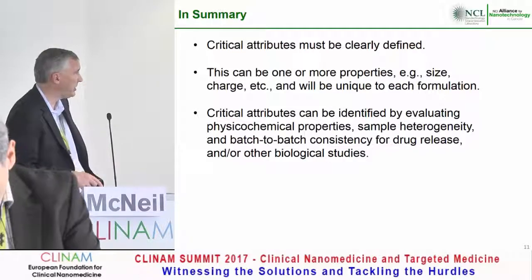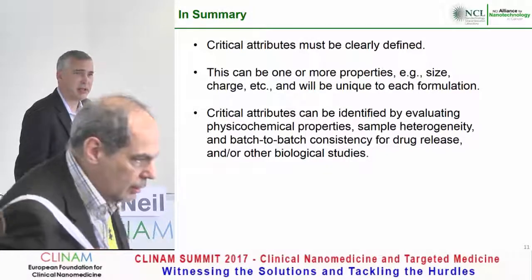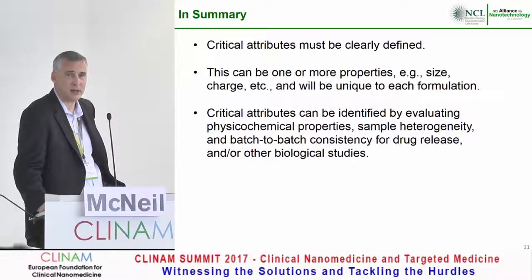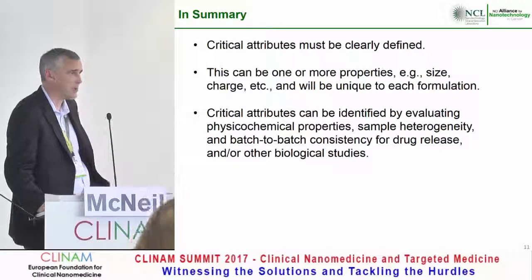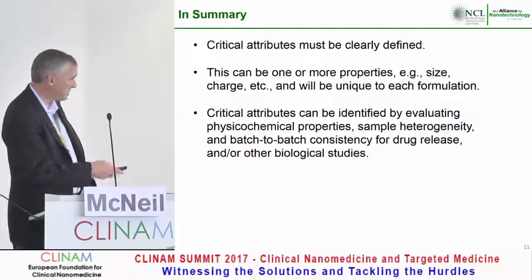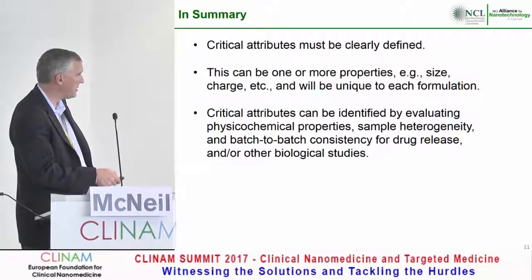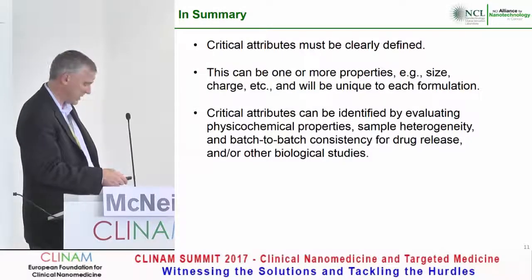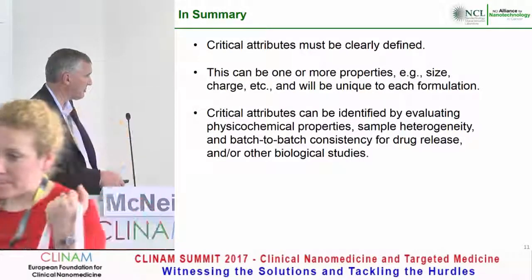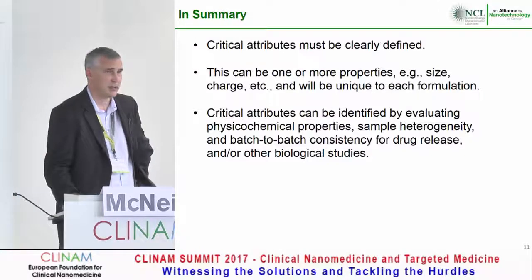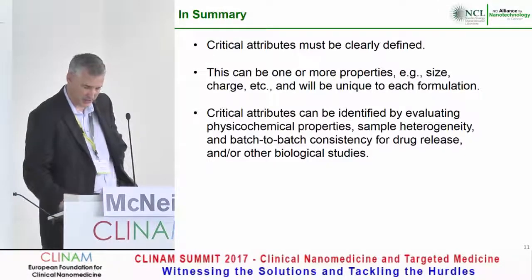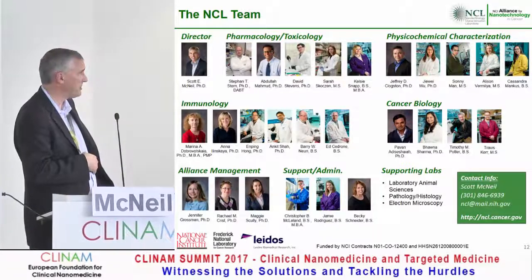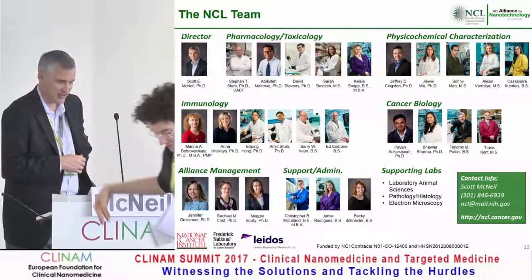Okay, so in summary, hopefully you know what critical attributes are now, and they're unique to your particle. They can be almost anything as far as PCC and process control, and they can be identified by using some of the tests that I've shown you up here, and also they certainly help out with batch release criteria as you scale up. With that, here's the real smart people in the lab, and I'll close and thank you for your time. So thank you.